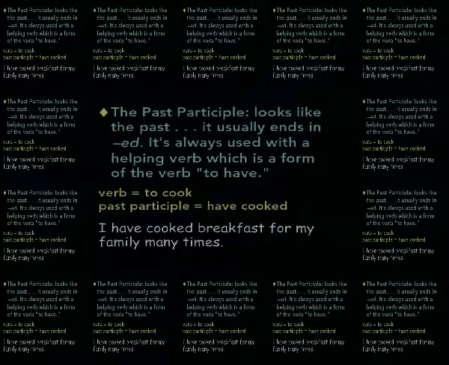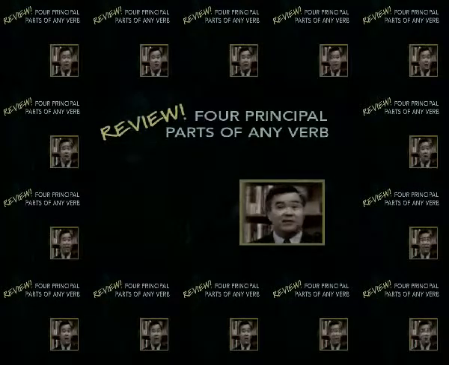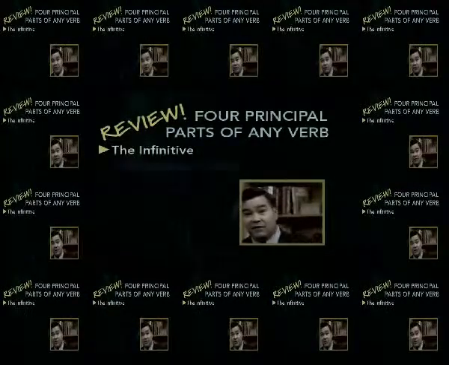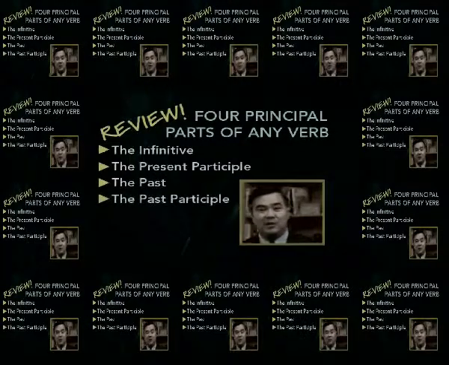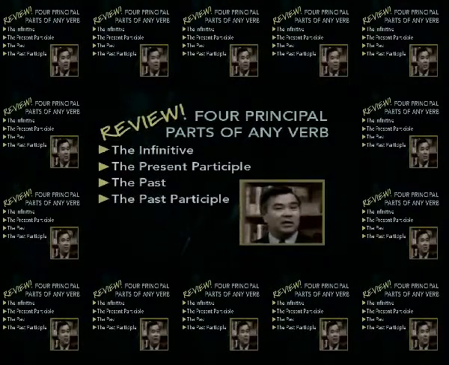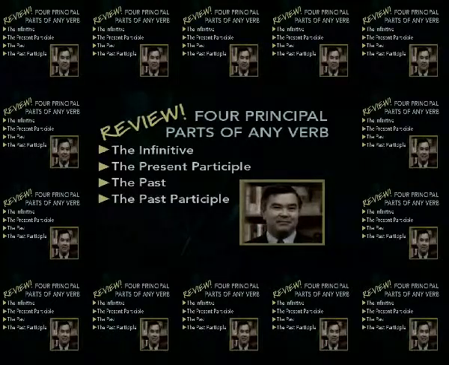That's an example of how the past participle would be used, with a helping verb, which is a form of the verb to have. These, then, are the 4 principal parts of any verb: the infinitive, the present participle, the past, and the past participle. And these 4 principal parts are combined in various ways to create verb tenses.